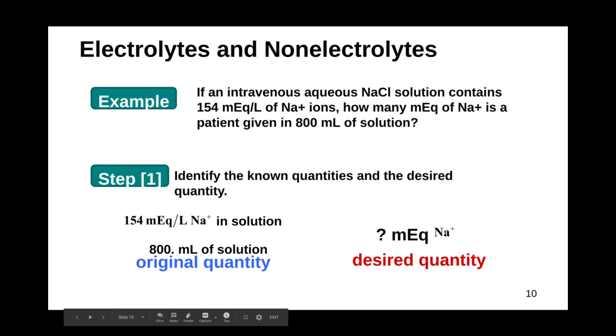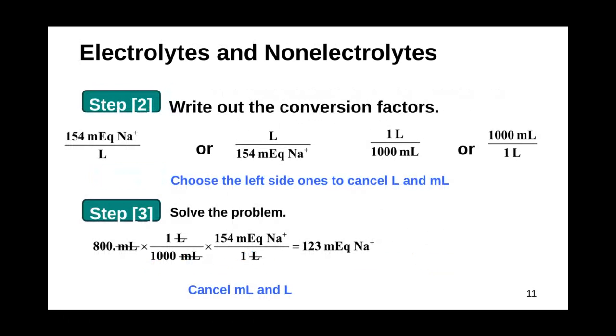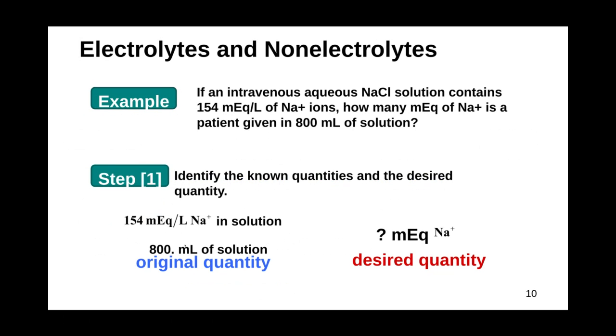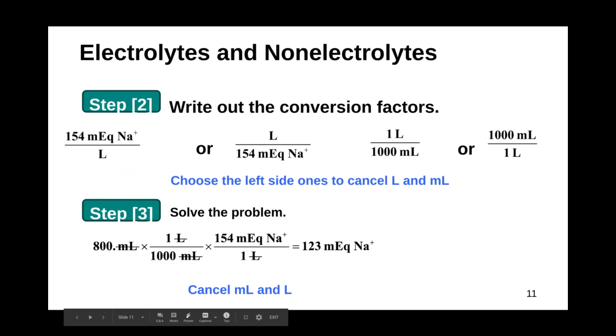So we have to do some conversions first, because we have some conflicting units. We have liters and milliliters, and so we have to convert. So first thing we need to do is write out some conversion factors, as we always do. We have 1 liter is 1,000 milliliters, or there's 1,000 milliliters in 1 liter. We choose this one because we start with 800 milliliters.